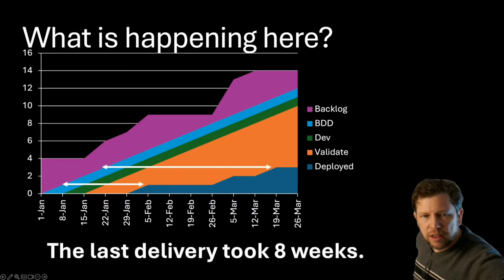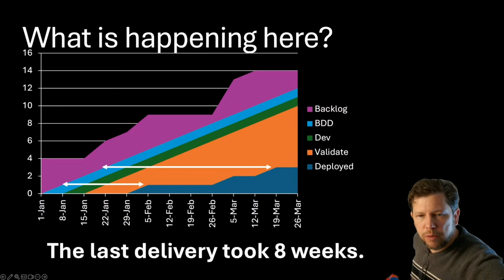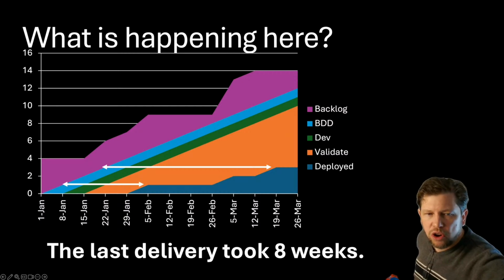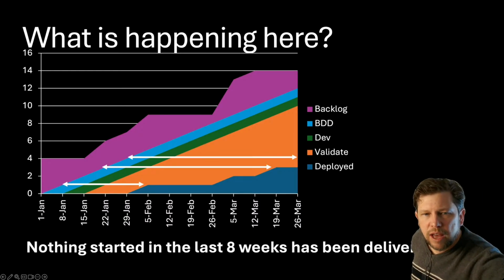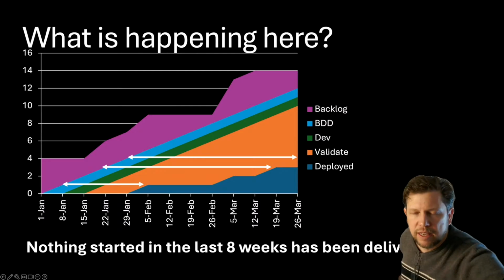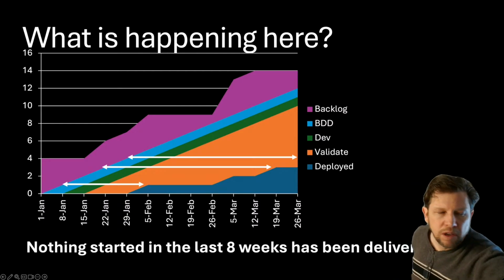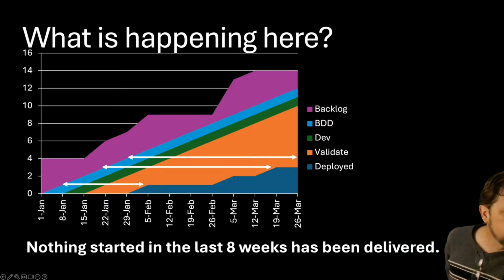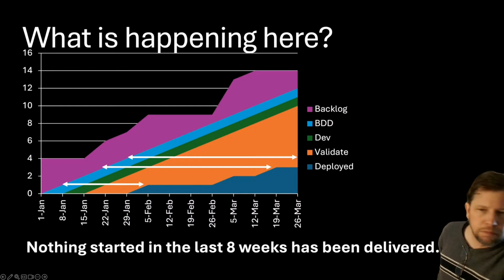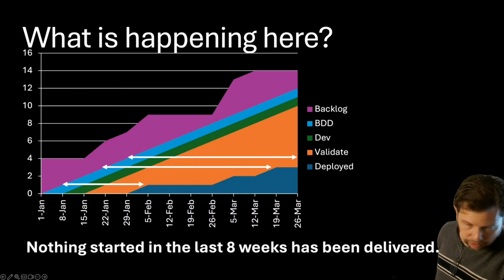However, the last thing that we deployed took 8 weeks. The thing we deployed on March 19th, we started on January 22nd. So that was 8 weeks. Well, that's double the time of the first one. And if we look now, nothing in the last 8 weeks has been delivered at all. So we're very much in a place where we might get to a point that we're not able to deliver anything.